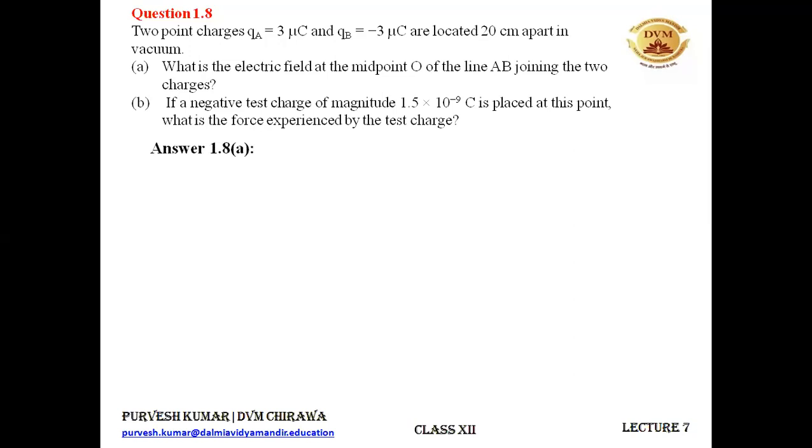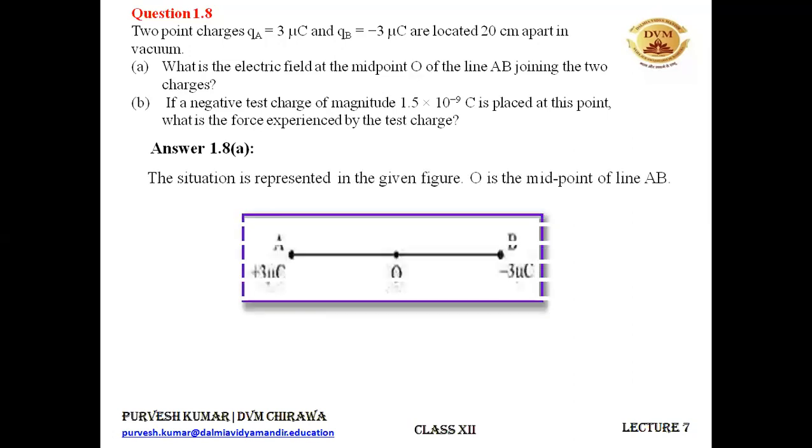First, I am solving part A. We need to find the electric field at point O. So the situation can be represented by this figure. You can see that there are 2 charges A and B, separated by distance AB. O is the midpoint of these 2 charges, and the magnitude of A is plus 3 microcoulomb, and of B is minus 3 microcoulomb. The distance between A and B is 20 centimeter.